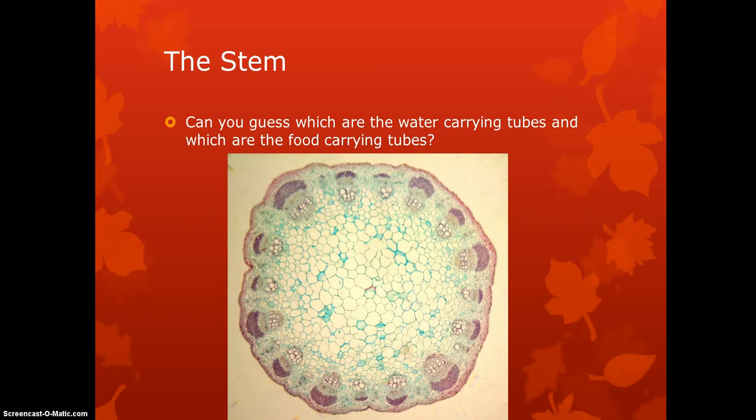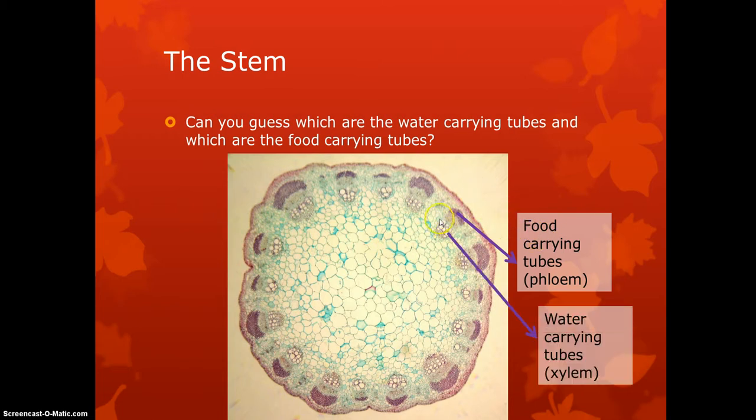Now, in the stem, can you figure out which are the water carrying tubes and which are the food carrying tubes? Did you guess right? The ones on the outer side are the food carrying tubes, and the ones over here are the water carrying tubes.